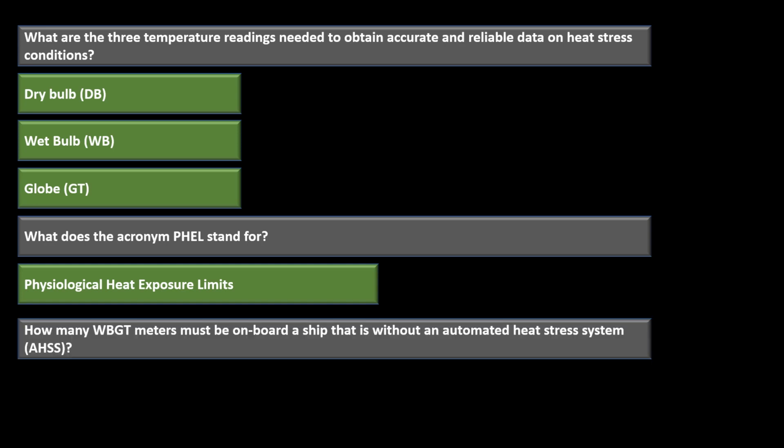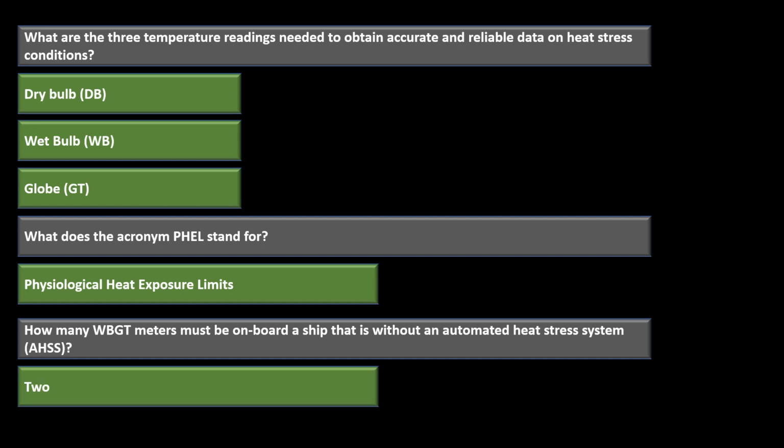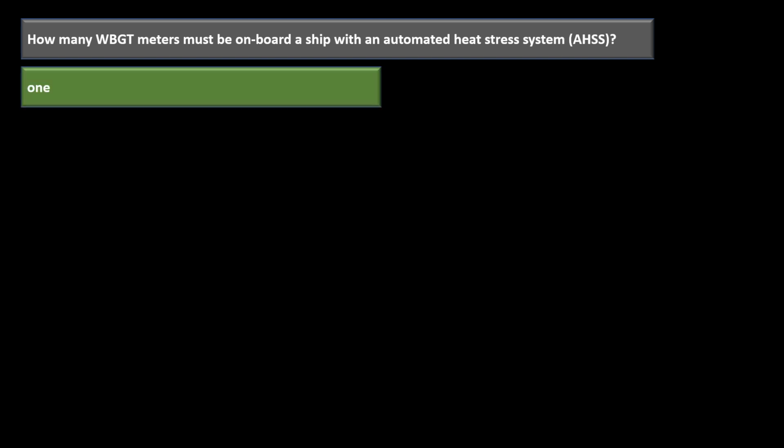How many WBGT meters must be on board a ship that is without an automated heat stress system? We need 2. How many WBGT meters must be on board a ship with an automated heat stress system? Well, if we've got an automated heat stress system, we only need 1.